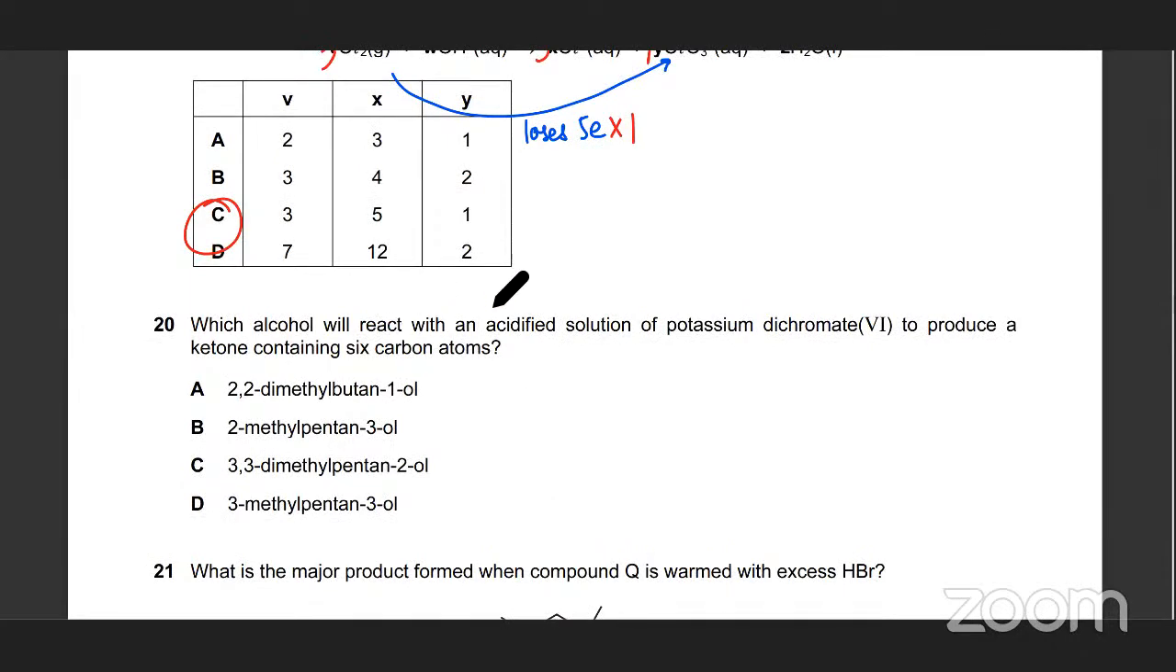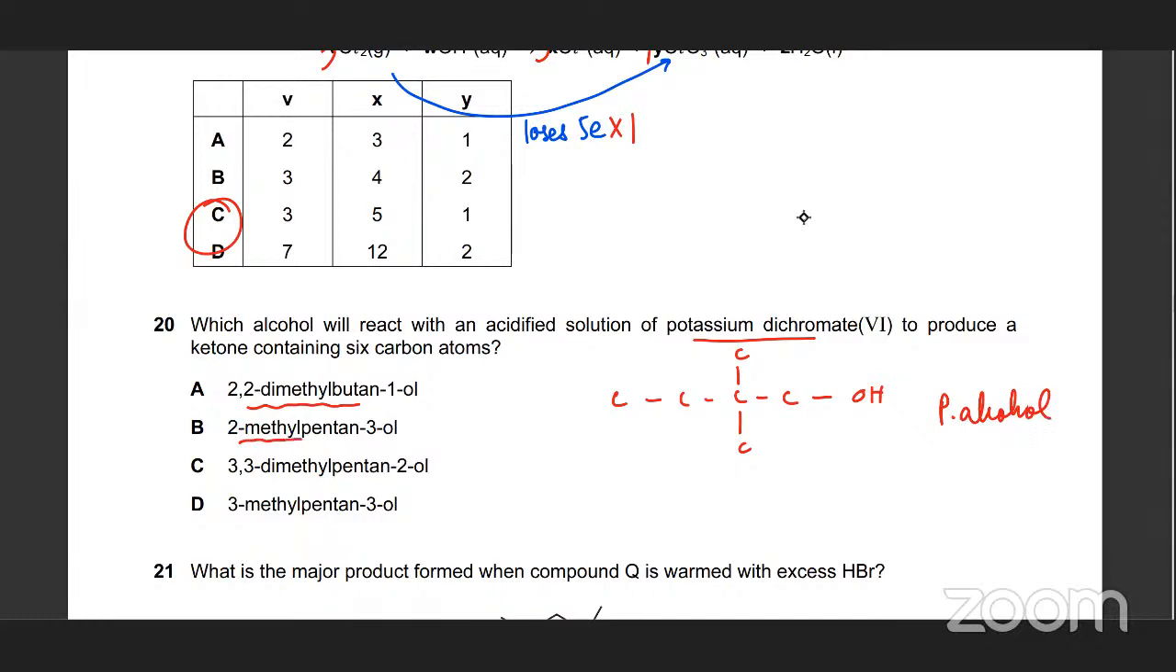Which alcohol will react with an acidified potassium dichromate(VI) to produce a ketone that contains 6 carbon atoms? So oxidation, potassium dichromate(VI). So we've got oxidation happening, and now sit and figure out what this is. What's butan-1-ol? That's 4 carbon atoms, 1-ol. That's 2,2-dimethyl, which means on the second carbon there's a methyl and another methyl. Anyways, this is a primary alcohol. Primary alcohols don't form ketones.